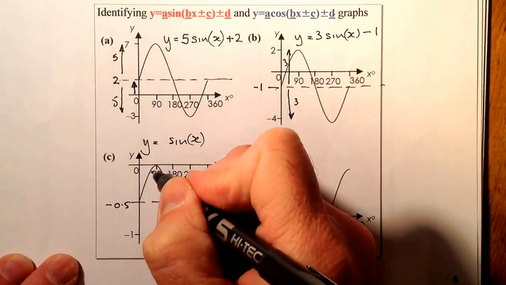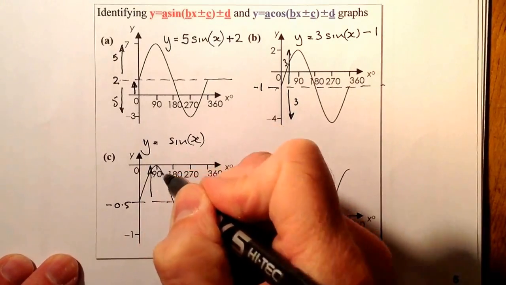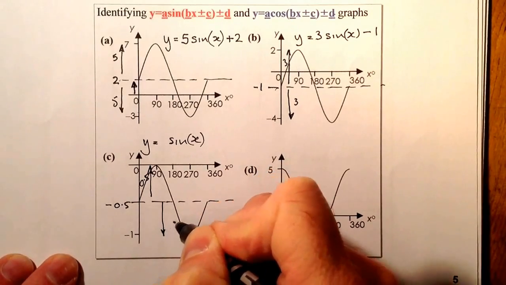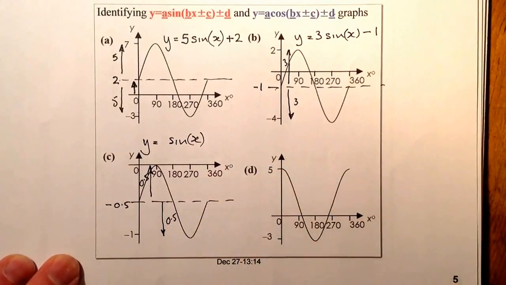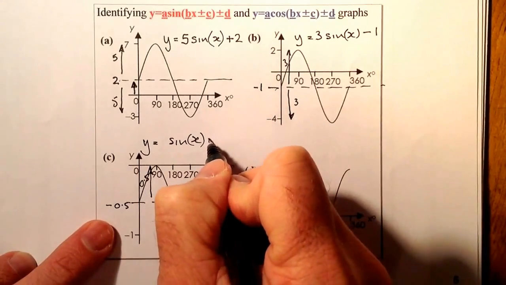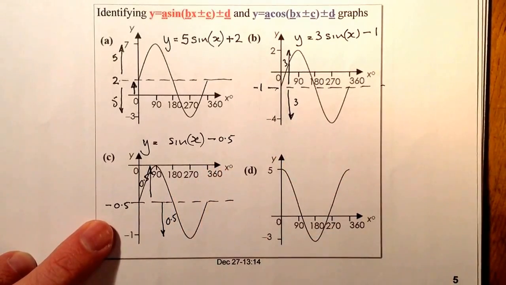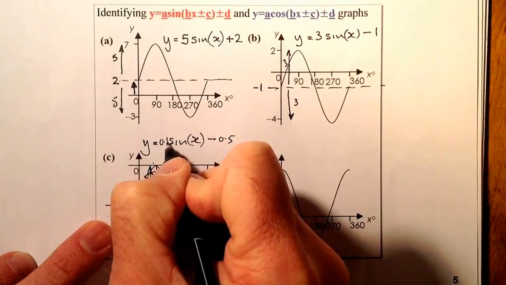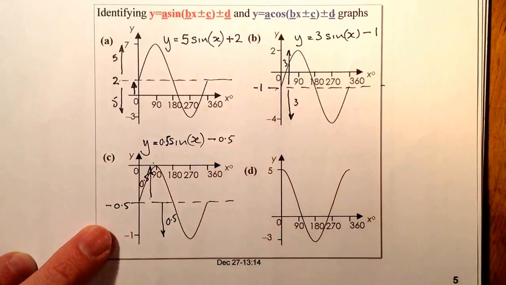If I think about the amplitude from there to there, that's going to be 0.5 as well, and from there to there, 0.5. So for my d value, I've pulled the graph down by 0.5, and our amplitude is 0.5. Okay, so that'd be 0.5 in there as well.